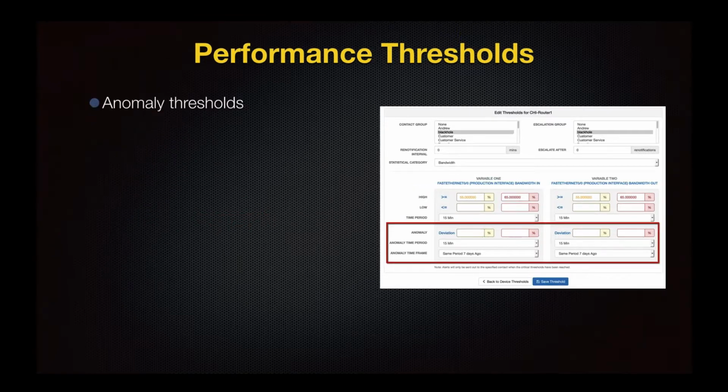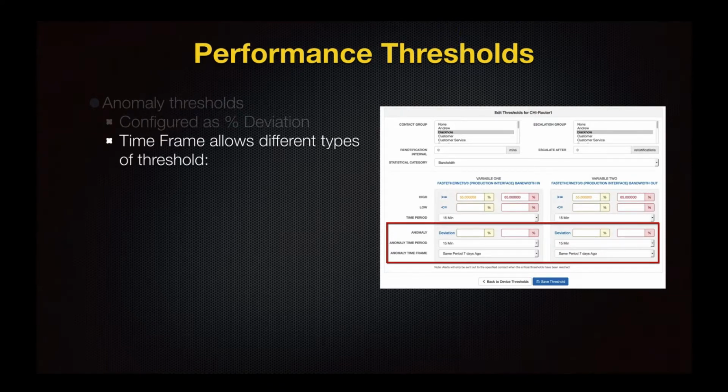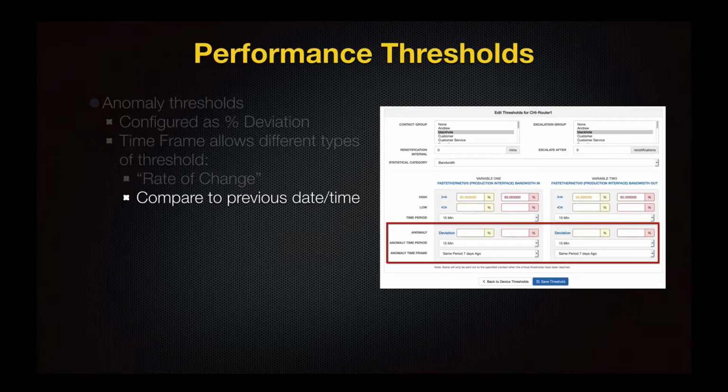Anomaly thresholds are configured as a deviation from a previous value. This allows you to look at different types of thresholds, like rate of change, so you can get alerted if things change really rapidly. You can compare it to a previous date and time. So you can say, is this behavior unusual for 1 o'clock on a Tuesday? Or is this behavior unusual for what's going on on the 26th of the month?